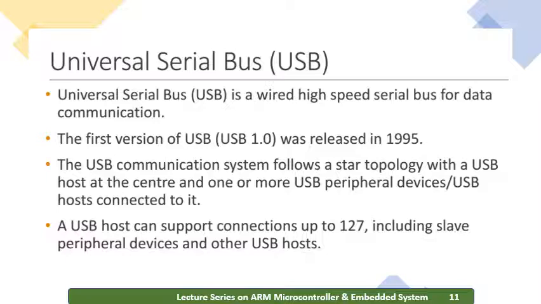Universal serial bus is a wired high-speed serial bus for data communication. The first version of USB was released in the year 1995, and the USB communication system follows a star topology with the USB host at the center and the USB devices at the surrounding connected to it. USB can support connections of up to 127 devices, including the slave peripherals and other USB hosts.